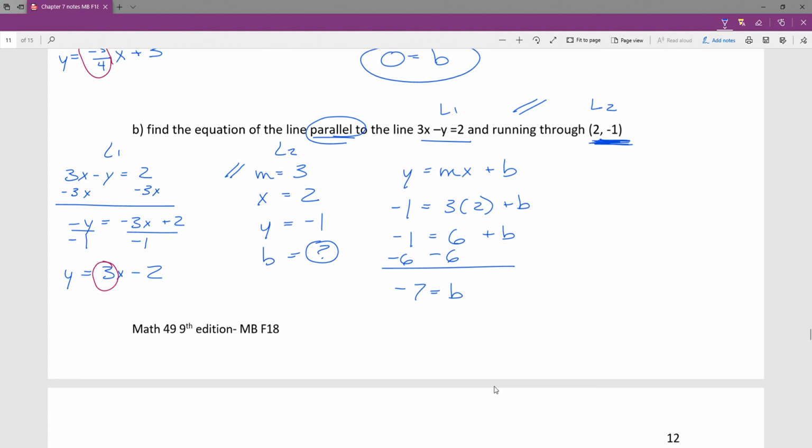Once I have what b is, now I can give the equation of the line. We know that my slope is fixed and my intercept is fixed, but the y and the x are placeholders. So that's the equation of the line the question is asking about.